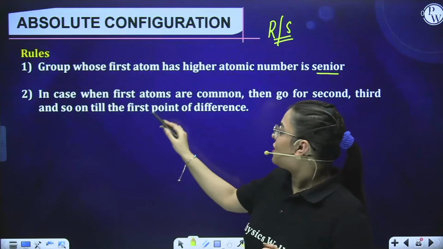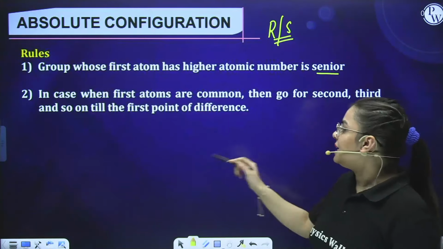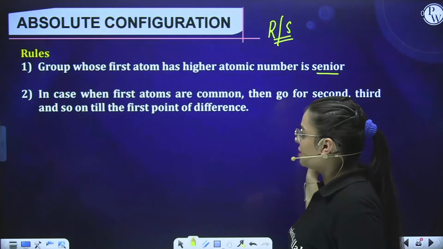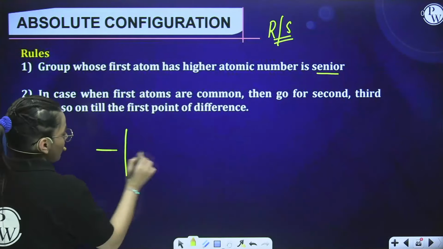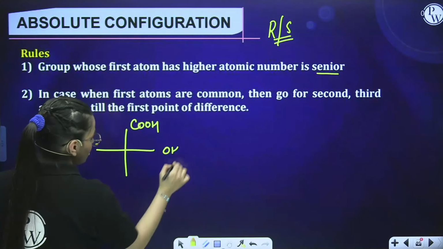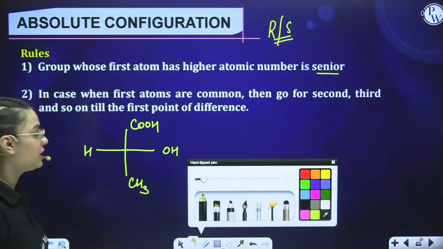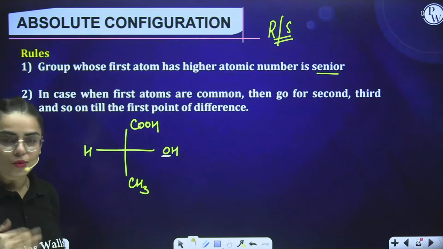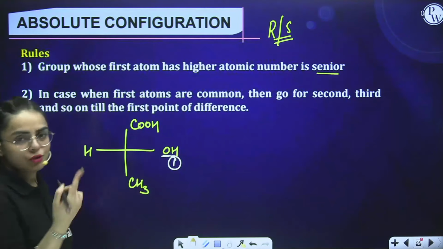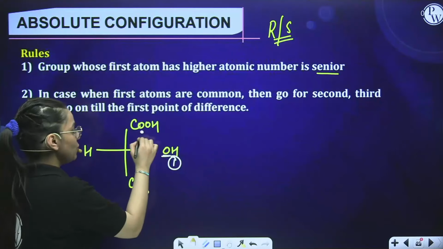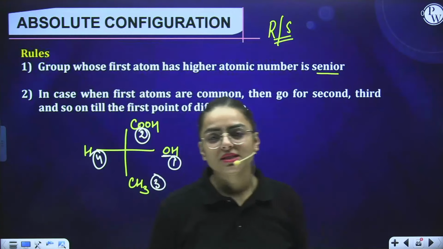Now, in case when first atoms are common, here we will look at the cases in the Fisher projection formula. That's why I told you. In case when first atoms are common, then go for the second, third, and so on till the first point of difference is obtained. For example, students, let us take a general case over here. Here COOH is present, here OH is present, here CH3 is there, here H is there. Now, if I ask which is the first priority, you will say oxygen has the higher atomic number, so it is first. Then we have here carbon, carbon same, it has oxygen. We will move towards the second atom, oxygen and hydrogen. Oxygen will have more atomic number, so it is second, this is third, and this will be referred to as fourth. So likewise, we will give the numbering based upon their atomic numbers, right?